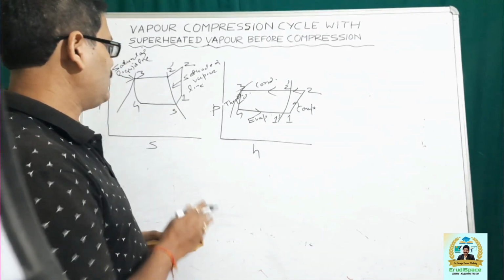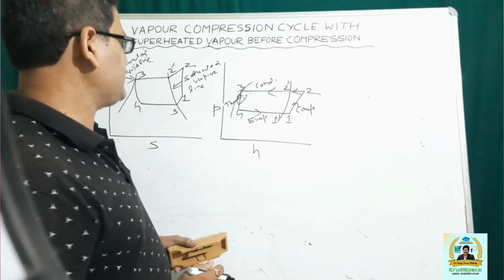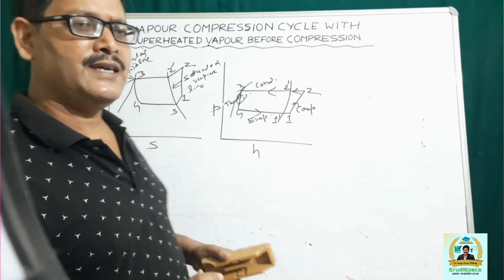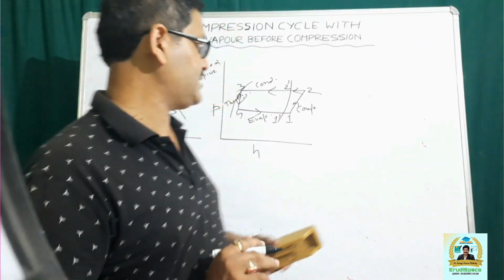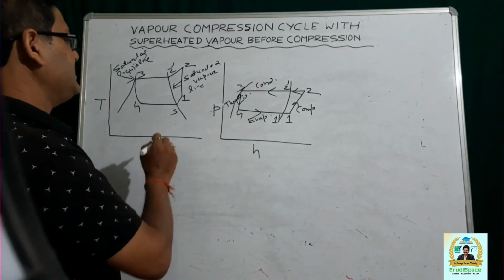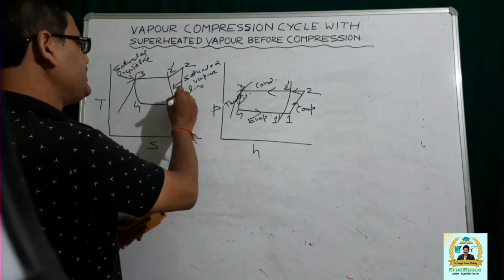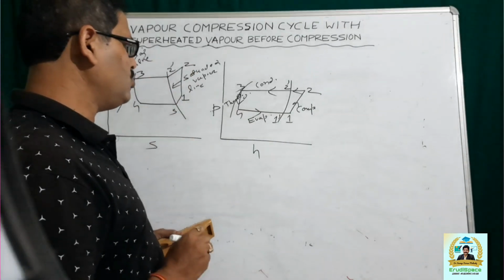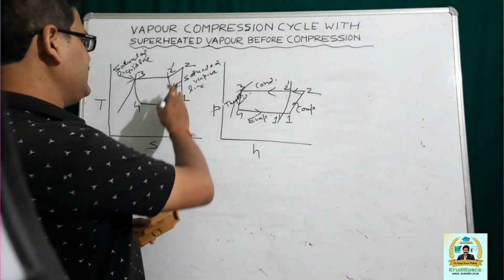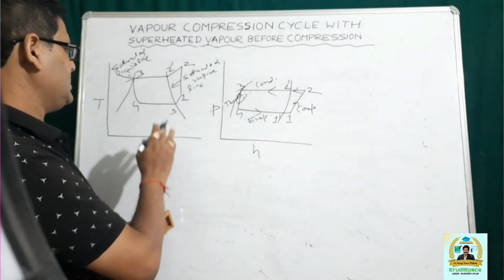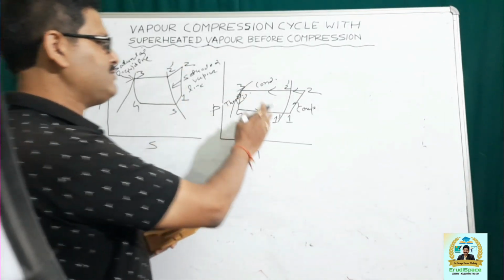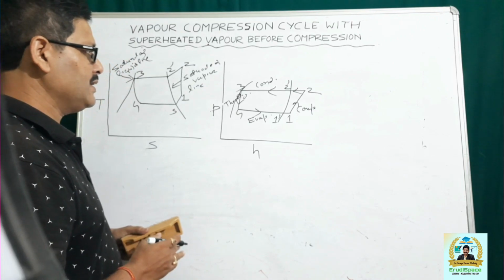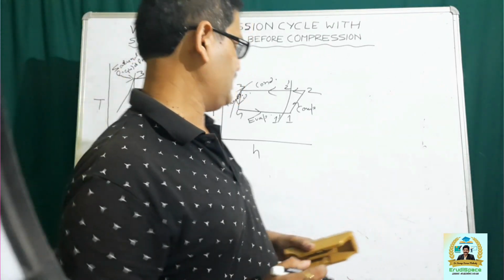Now, when it enters the compressor, the refrigerant is already in a superheated state, and from superheated state 1 it is compressed to superheated state 2, and during the compression process both the temperature as well as the pressure are significantly raised.